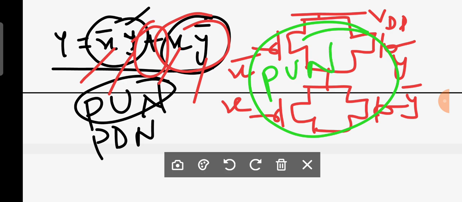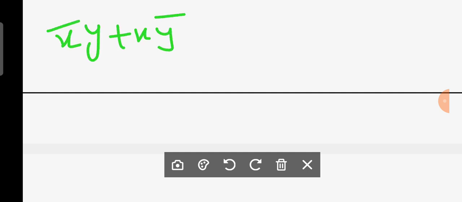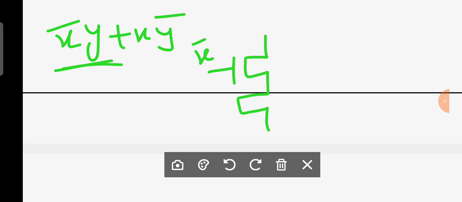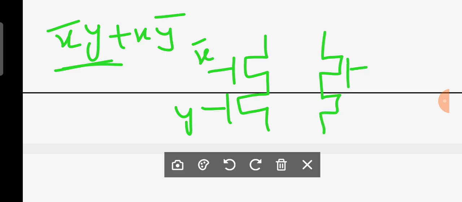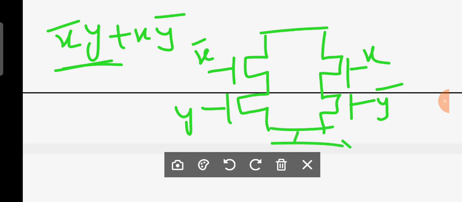Now will you please tell me how your pull down network looks like for the same Boolean expression, X complement Y plus X Y complement? Yeah, absolutely, exactly opposite. The pull down network will be like this. This is X complement and it is Y, and it is X and it is Y complement. These two should be connected in parallel, and this should be VSS, and there you have to go to the output side. Is it understood?